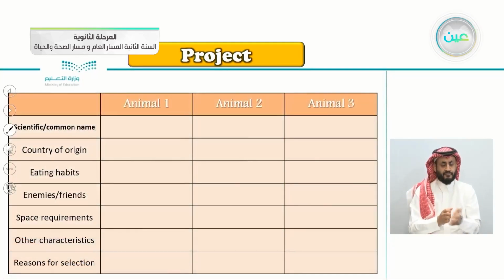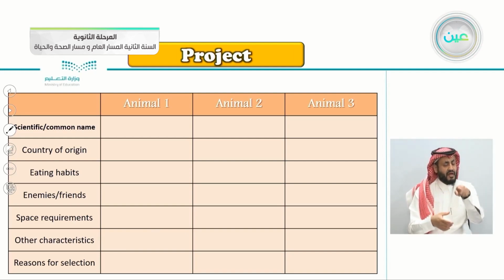So this is the chart here. Choose 3 animals. Scientific or the common name, so write their names here. Country of origin, their origin. When you choose an animal, give me their origin. Eating habits, how do they eat? Who are their enemies and their friends? Space requirements. Do they require a lot of space or just a little space? Other characteristics, you write them here. Reason for selection.